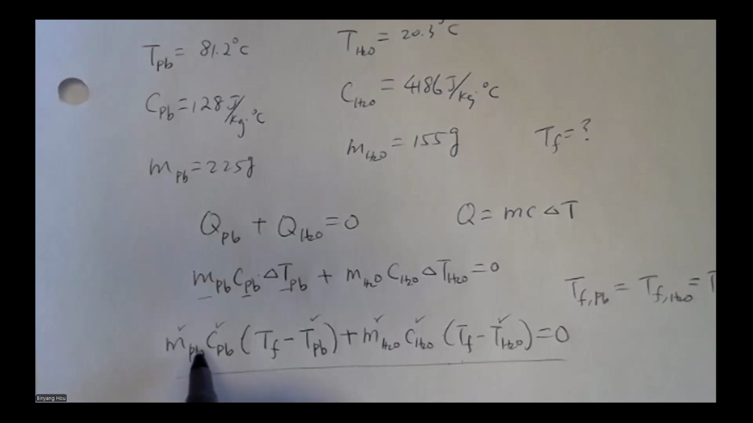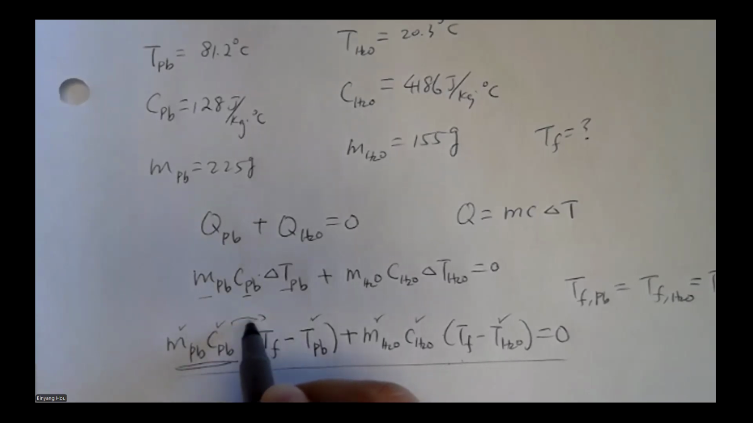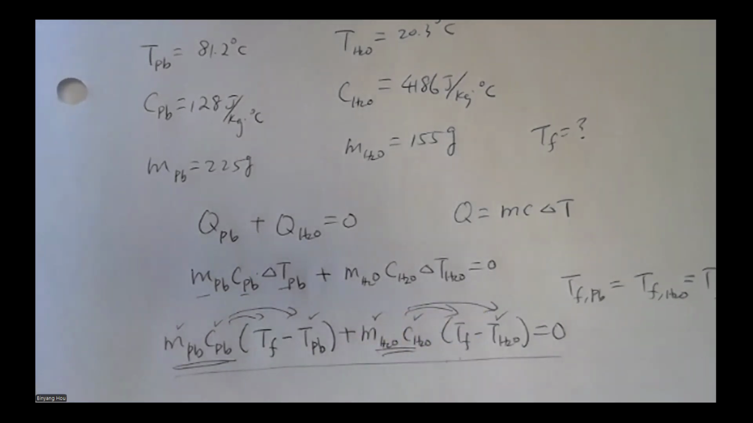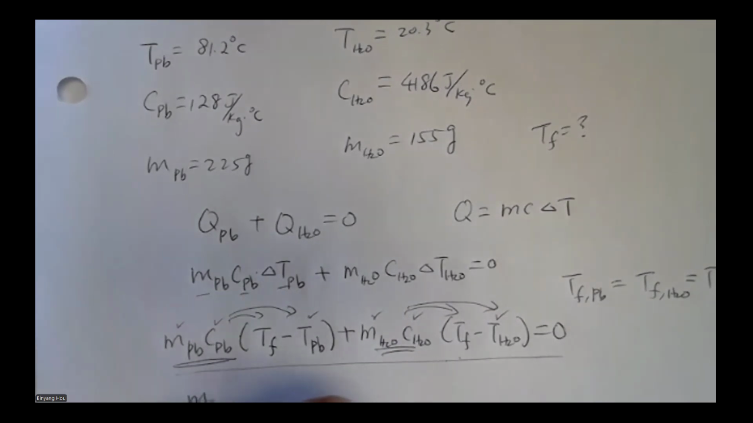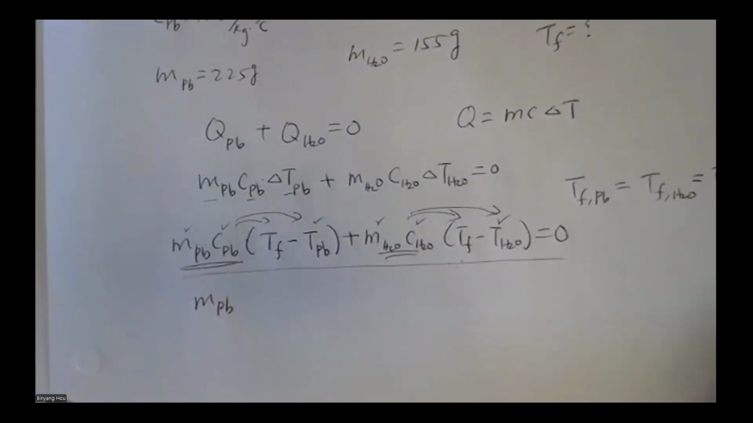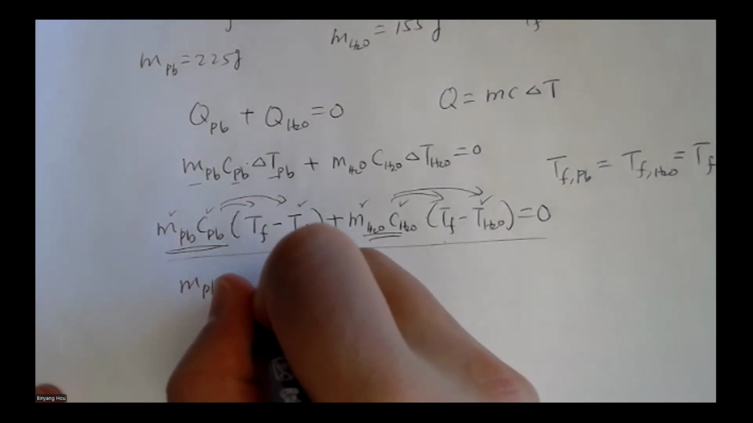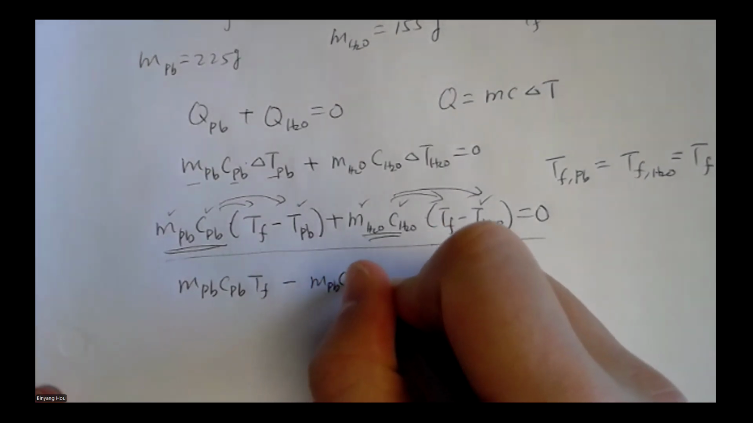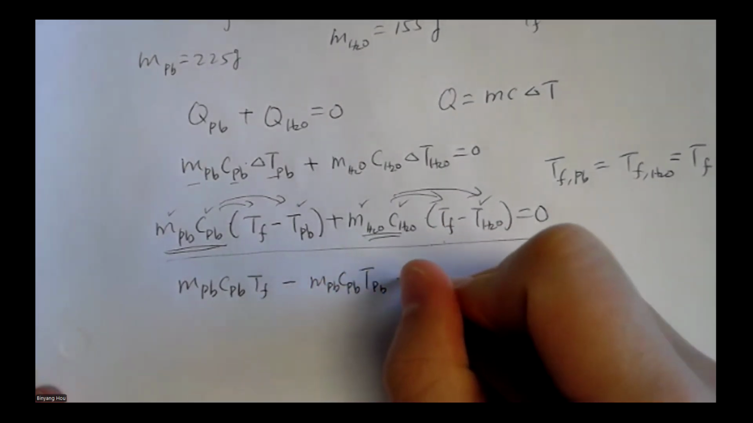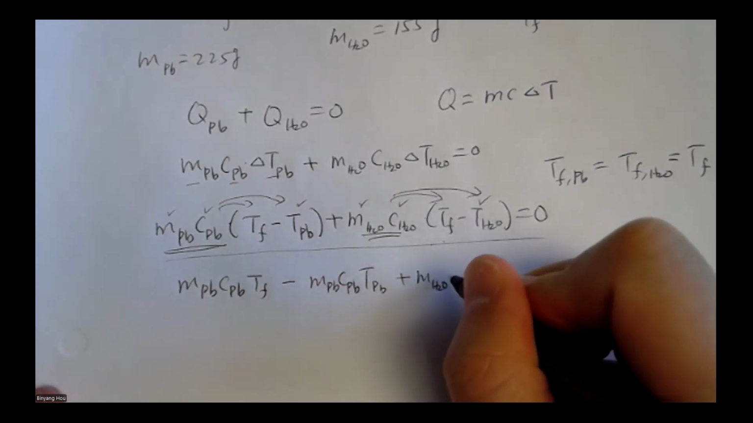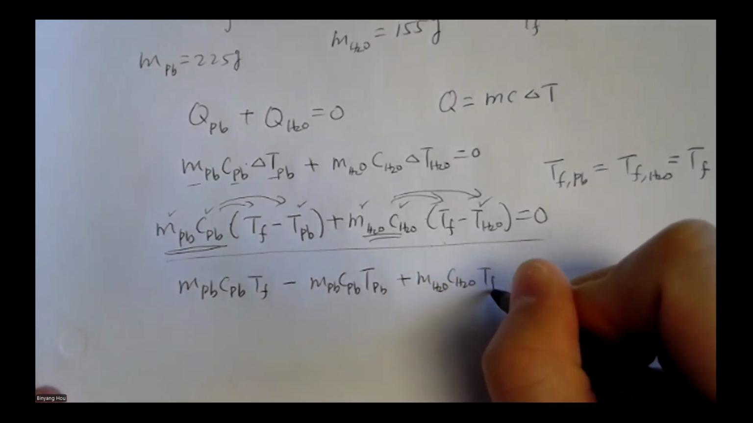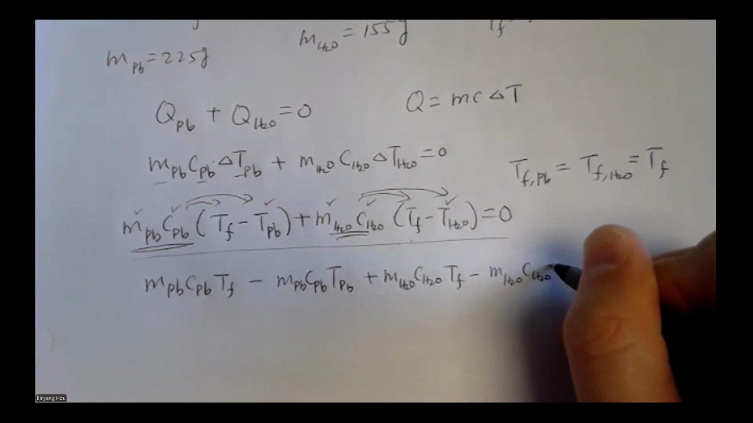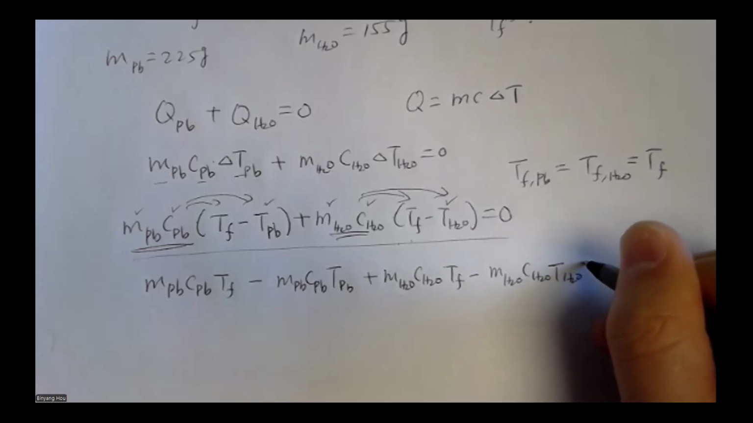So you can see here, you'll do distribution of these two into the parentheses, and then also these two into the parentheses, okay? So we'll get MPB, CPB, TF, right? And then minus MPB, CPB, TPB here, plus MH2O, CH2O, TF minus MH2O, CH2O, and TH2O. That goes to 0.